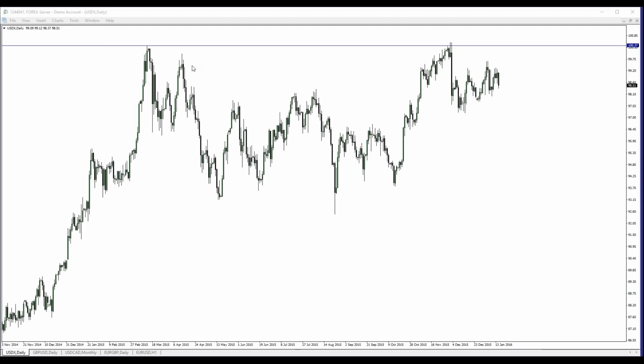ICT order blocks are completely specific levels. Okay, they're not ambiguous zones. And when I shared the link on Twitter, it's not a knock against Vic Noble, okay? Because Vic Noble's in business. He's trying to make money. He's an instructor, educator, whatever it is, okay?